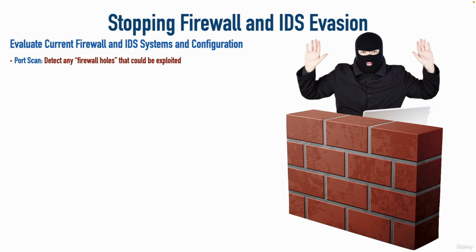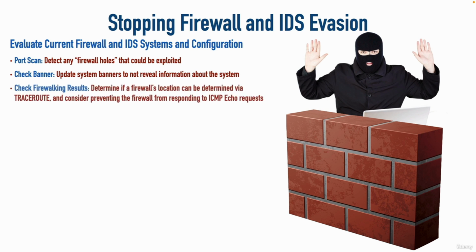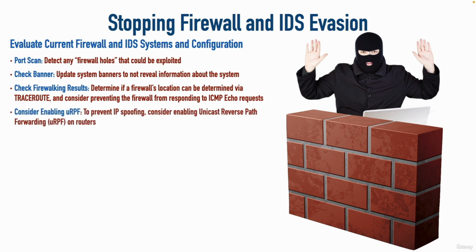And to prevent an attacker from gleaning information about a firewall based on a secure shell connection to that firewall, we might want to take a look at the banner and make sure it's not giving away information that could be used by the attacker. We mentioned that an attacker might do firewalking to see where the firewall resides within a network. Are we going through two routers to get to that firewall, for example? Well, we might consider turning off ICMP echoes on that firewall so it's not going to respond to those traceroute probes. We also mentioned that an attacker might spoof their IP address.